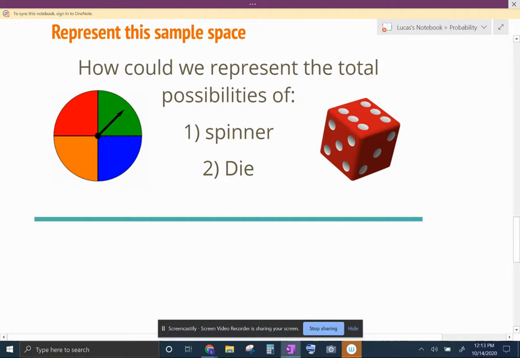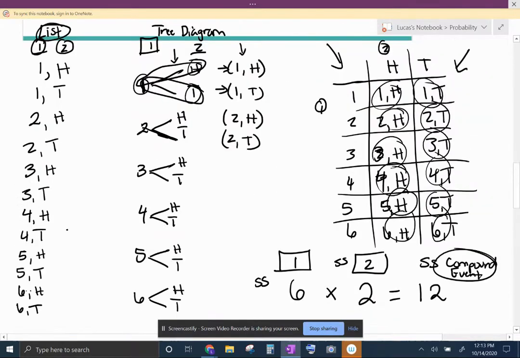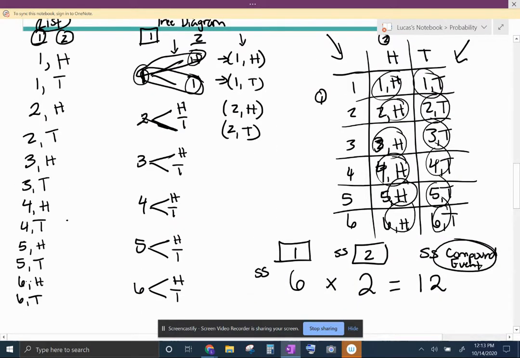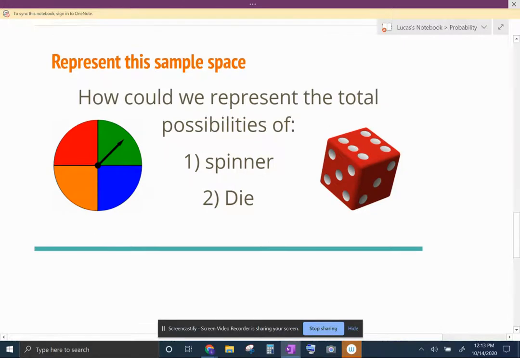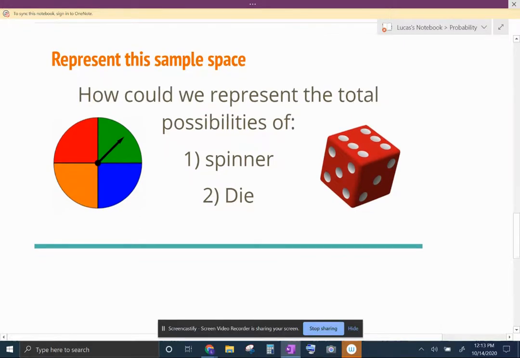So I encourage you to take those 2 to 3 minutes. This is the only way you're going to learn. The 2 to 3 minutes or 3 to 4 minutes, and try to work this out using these different methods that you have written down in your book so that you can reference later. So I'm going to give you some time for that. So pause the video and see if you can represent this sample space.